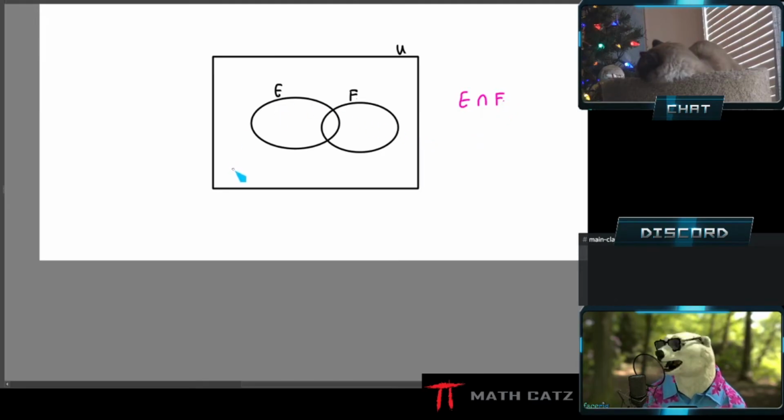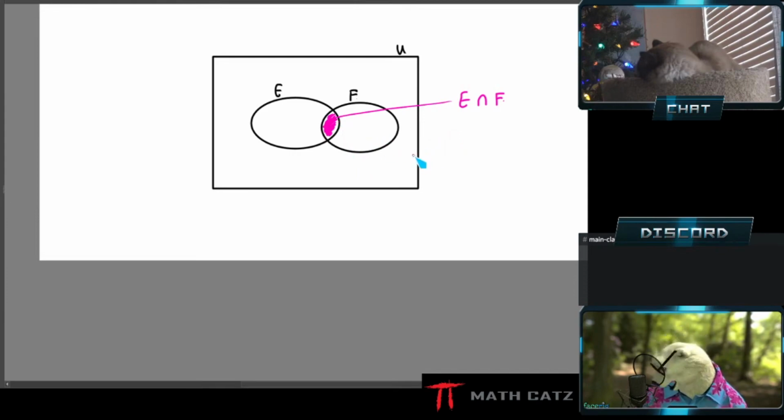Well, it's certainly not the outside because those elements don't have anything to do with the sets. Elements in here, they're only in E. They're not in F. I'm looking for those that are in both. These guys, only in F, not in E. But these guys in the middle, they are the only ones that are in both E and F.